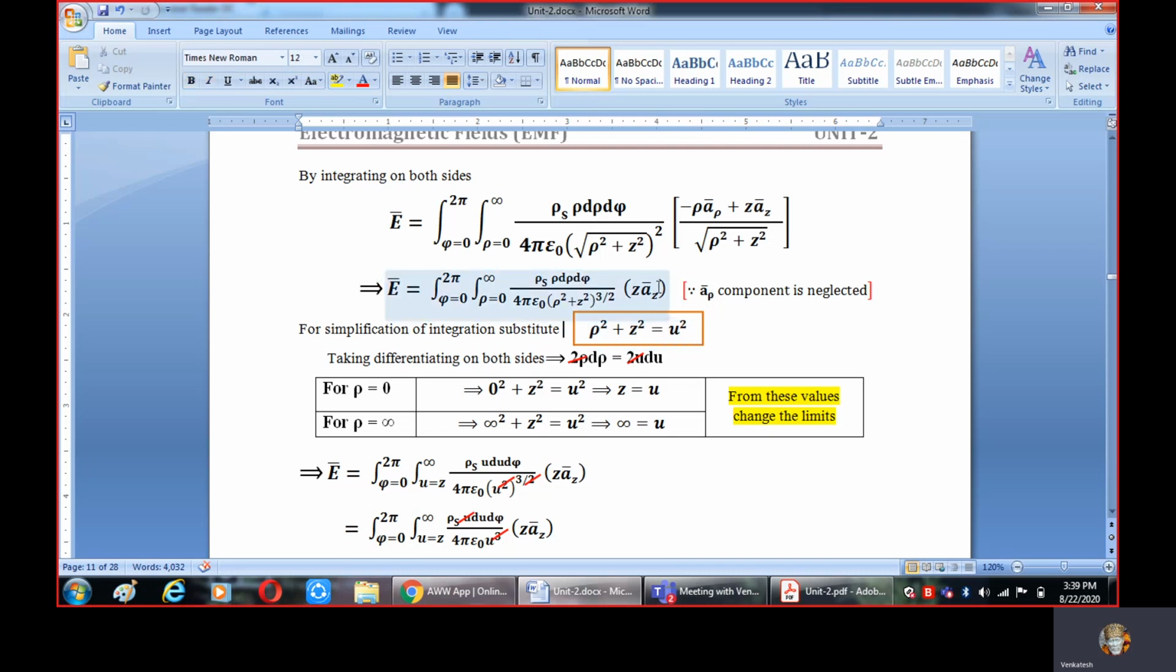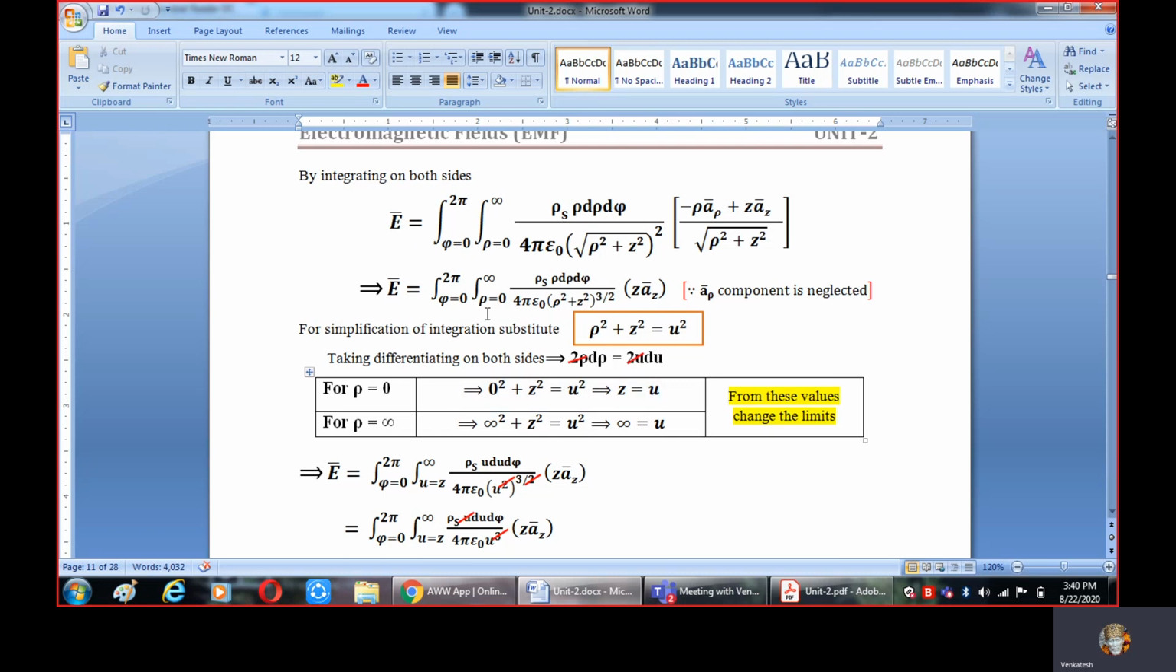Okay, and to simplify this equation, I am considering rho square plus z square as u square, a constant. Taking the derivative on both sides with respect to rho and u, with z as a constant: rho square becomes 2 rho d rho, and z square, being a constant, becomes 0. And u square becomes 2u du. The 2 gets cancelled. Finally rho d rho is equal to u du. We can replace this equation wherever we need.